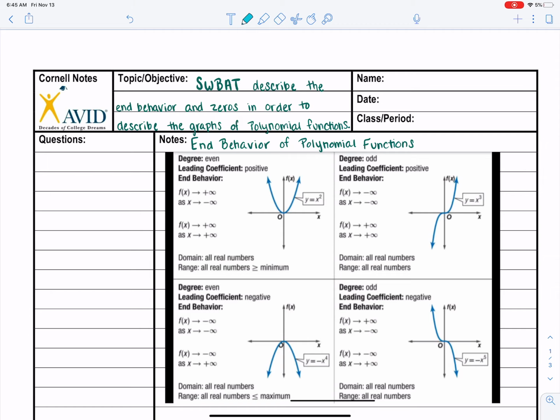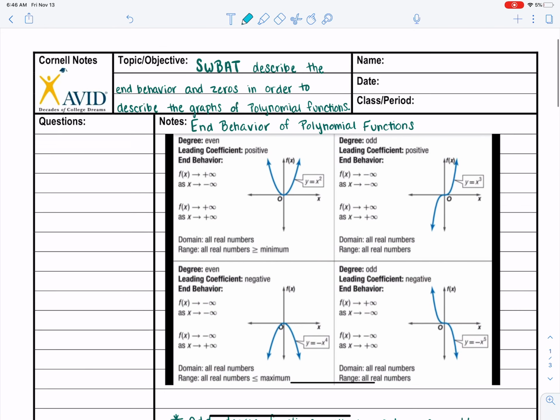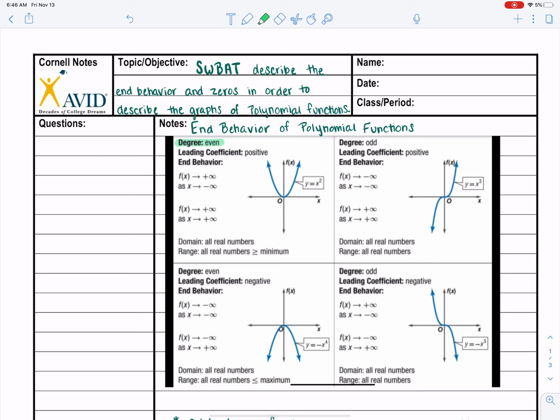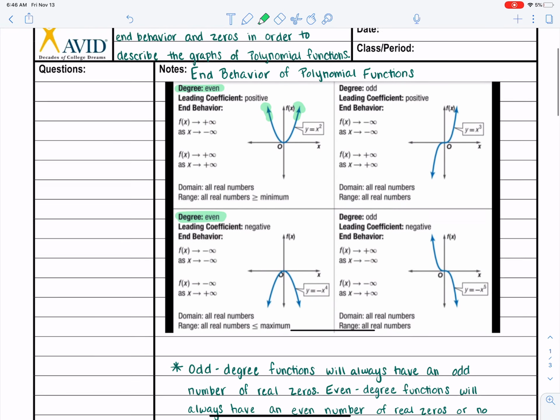Okay, so first of all, we have this huge chart that gives us all the possibilities. The first thing we need to look at is the degree. If the degree is an even number, remember, the degree is the biggest exponent. If that biggest exponent is an even number, then your end behavior is going to be the same. You see how to the left my graph ends going up, and to the right it ends going up. Or to the left this one goes down, and this one goes down. So the ends of your graph are going to go the same direction, either both up or both down.